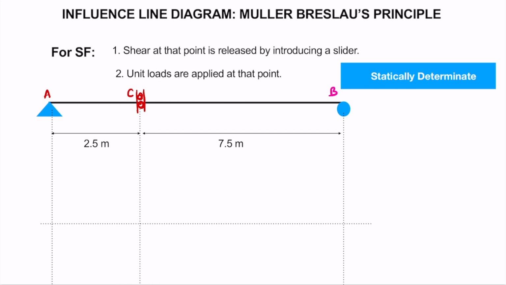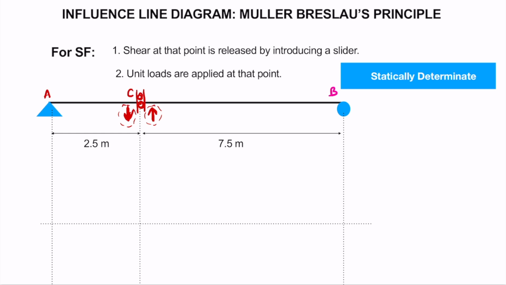The second step is, we will apply unit load in this particular direction. We will apply an upward load on the right side, and we will displace it in the downward direction on the left side. Then whatever be the deflected shape of the beam after applying these displacements will be the ILD for shear force at point C.